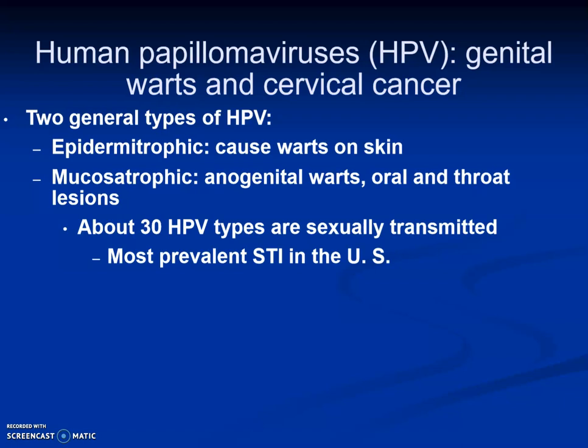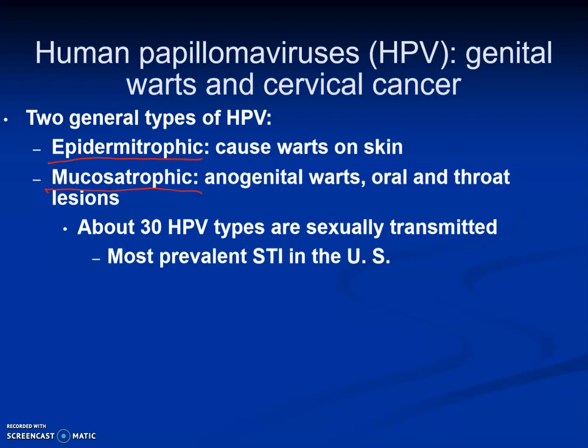We'll start the second part of pathogen group number 10 here with human papilloma viruses, HPVs. They cause genital warts and cervical cancer. There are two types of human papilloma viruses. Those that are epidermotrophic cause warts on the skin, and then we have mucosa-trophic ones, which cause anogenital warts, oral and throat lesions. There are over 100 human papillomaviruses around.